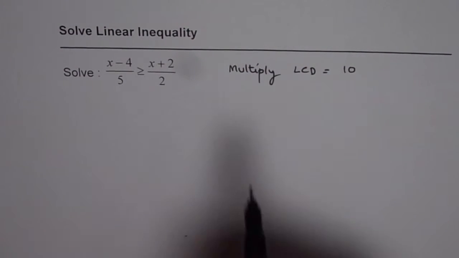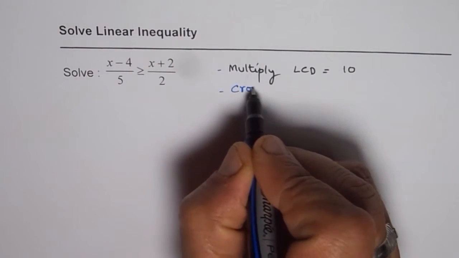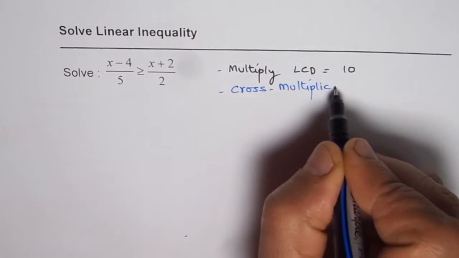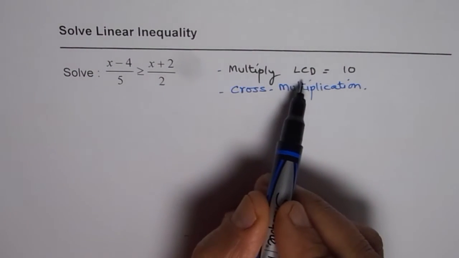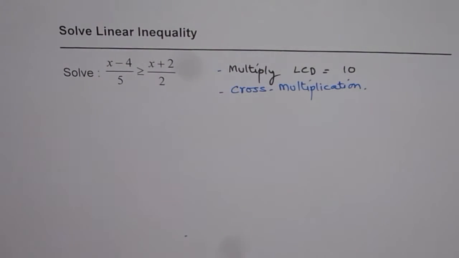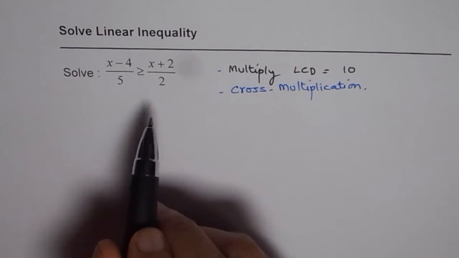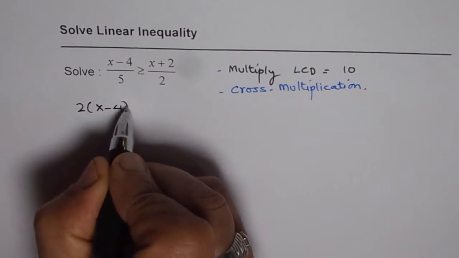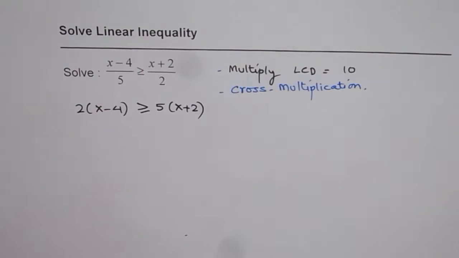So instead of multiplying by LCD, at times what we also adopt is cross multiplication. In such situations, multiplying by the lowest common denominator on both sides or cross multiplication is kind of the same thing. So let's do either one of them. Let me call it cross multiplication for the time being. When I cross multiply, I get 2 times (x minus 4) on the left side greater than or equal to 5 times (x plus 2) on the right side.